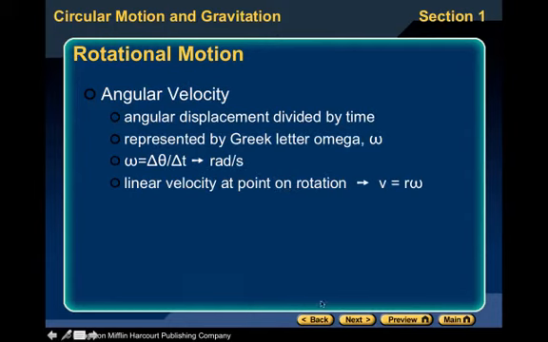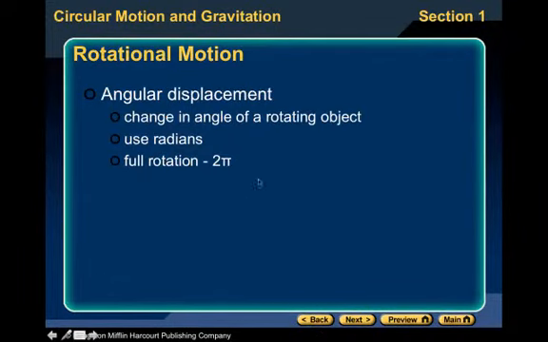We also have angular velocity. Anytime we see angular, we are looking at the rotational part of that variable, whether it's displacement, velocity, or acceleration. Angular displacement, we use theta. Theta would be the variable, the symbol, that we'd use.